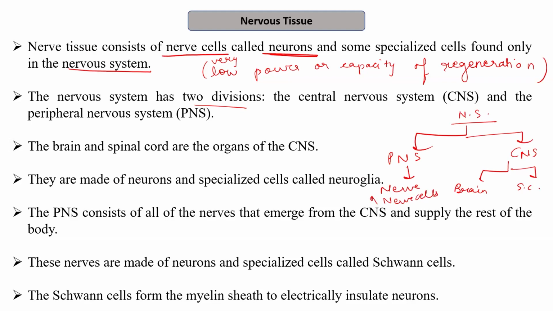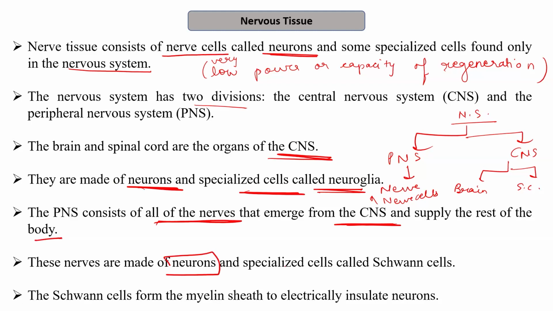The brain and the spinal cord are the organs of the CNS, and they are made up of neurons and specialized cells called neuroglia. The PNS consists of all the nerves that emerge from the CNS and supply the rest of the body. These nerves are made up of neurons and specialized cells called Schwann cells. What is the function of Schwann cells? They form the myelin sheath.